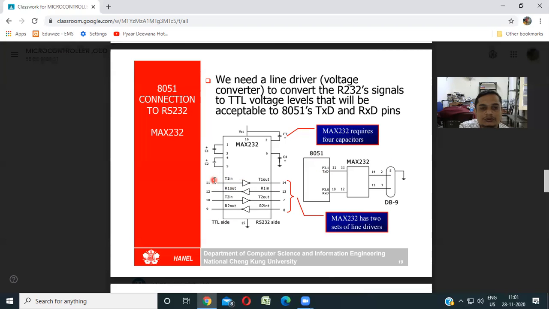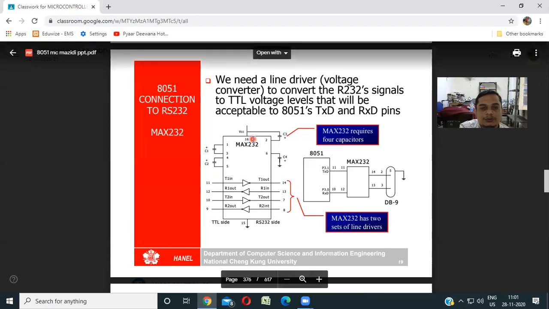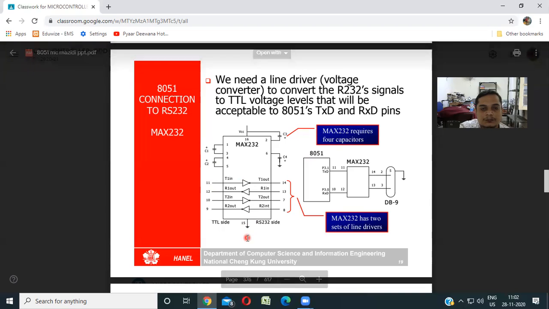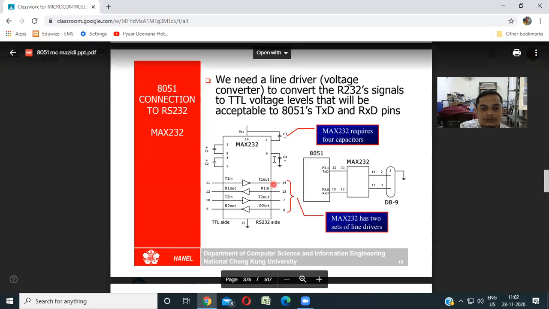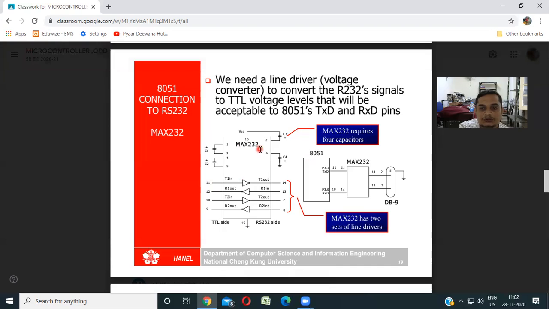We require four capacitors: C1, C2, C3, and C4. Pin 16 is connected to VCC, and pin 15 is connected to ground. This is the TTL side, this is the RS232 side, this is the MAX 232 IC, and this is the connection between the microcontroller and the serial communication called the RS232 standard by use of the MAX 232 IC.